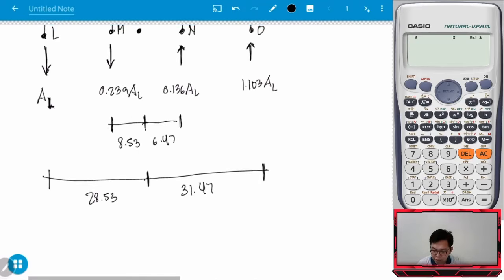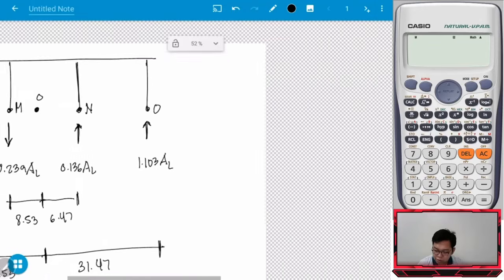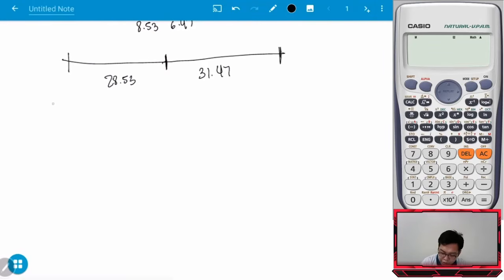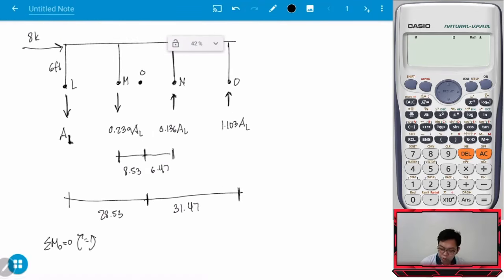Okay? So sum up ako guys ng moments sa O. Same last time, di ba? Summation of moments sa O, guys, is equal to 0. Clockwise is equals counterclockwise. Same pa din, ang nagko-cause ng clockwise rotation is yung load natin, which is 8 kips. 8 multiplied by the moment arm. Ano yung moment arm ng 8 kips with respect to point O? That is actually equal to 6. So 6 to. Yan lang ata yung clockwise rotation, no?